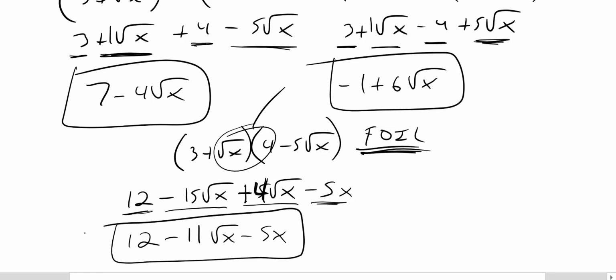All right, cool. So that's pretty good with operations. Now let's talk about imaginary numbers here a little bit. I don't know if you guys remember that.